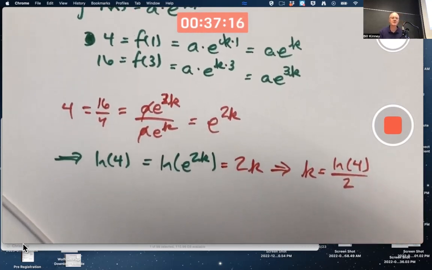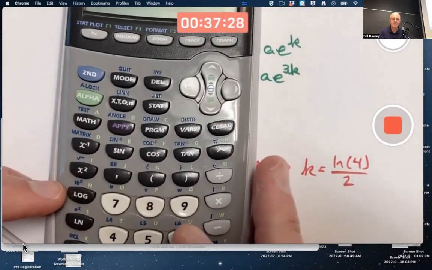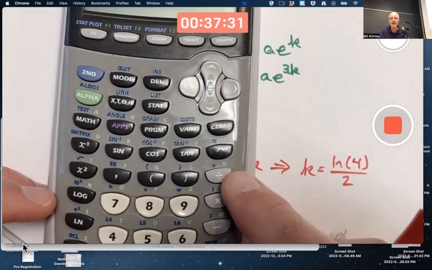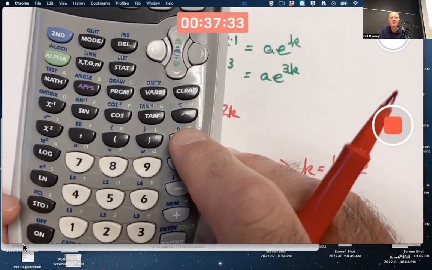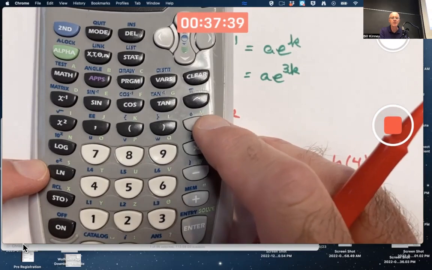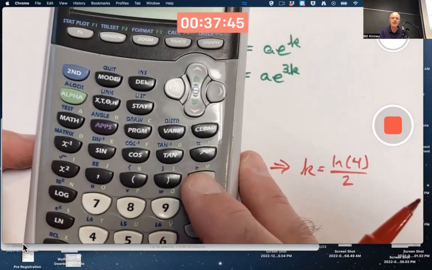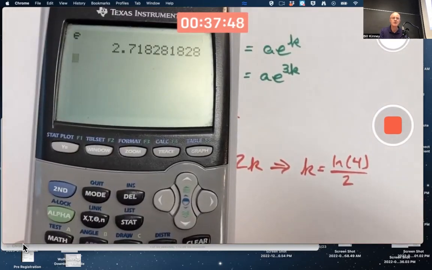e is a special number that's about 2.71828. On your calculator, you can find the number e, if you've got a TI at least, right there. Can you see that? That little blue e right there. You can also find e to the x above the ln button. The two places I'm pointing there. If I do second e right there, there it is, 2.718281828. It looks like it's a repeating decimal, but that's just a coincidence. It's not a repeating decimal.